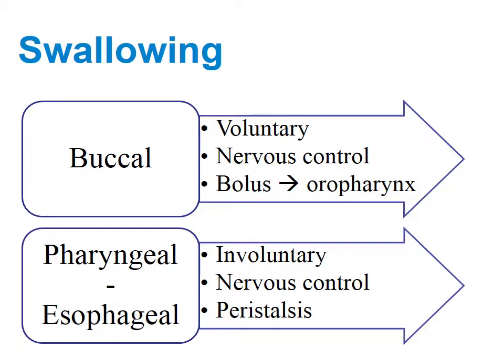The buccal reflex automatically triggers the pharyngeal esophageal reflex. This is involuntary or autonomic, using smooth muscles of the muscularis externa to trigger peristalsis throughout the rest of the esophagus.